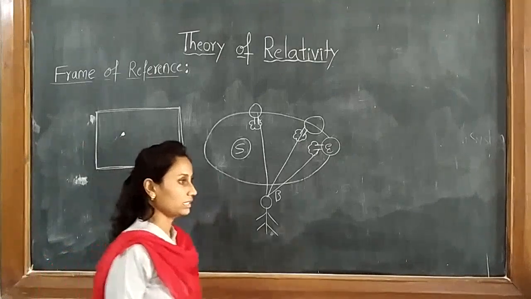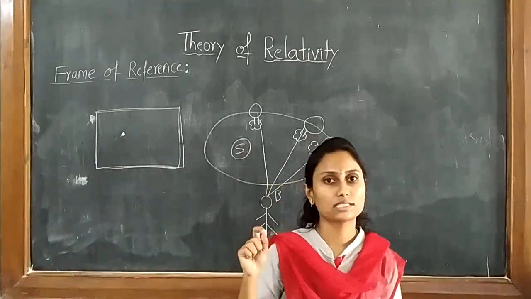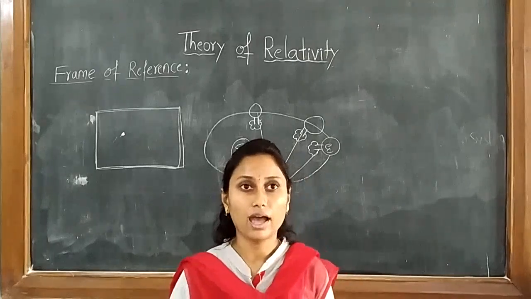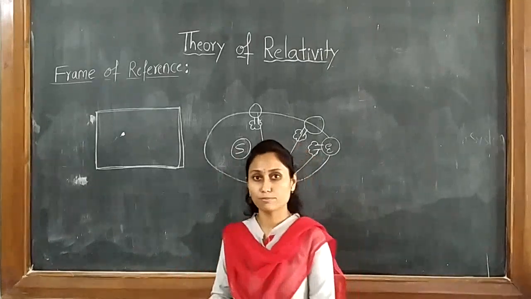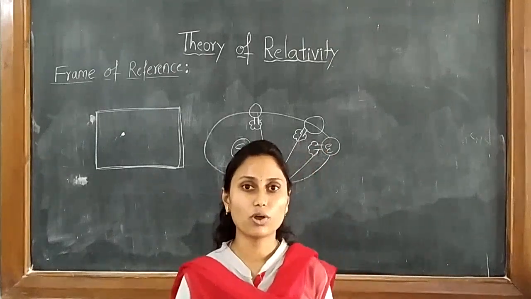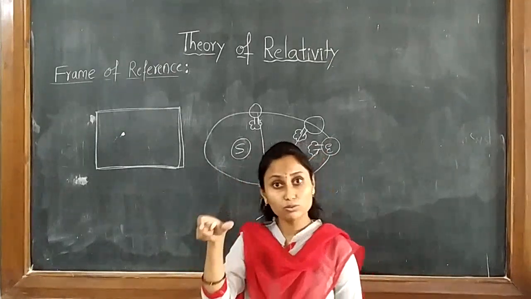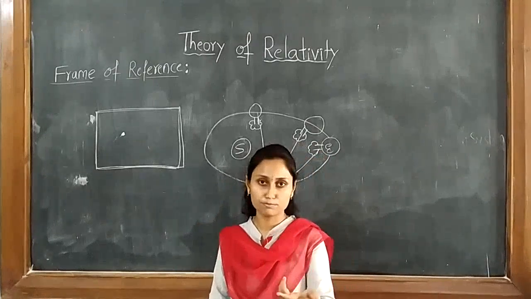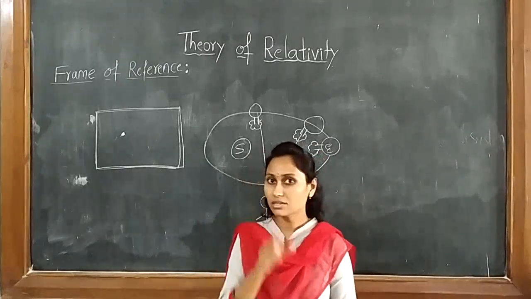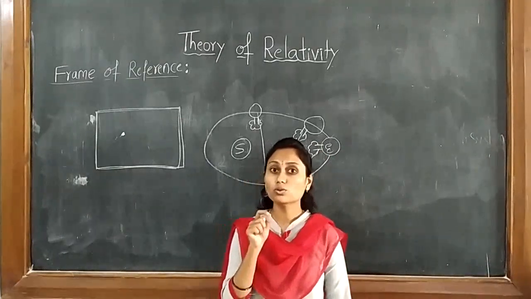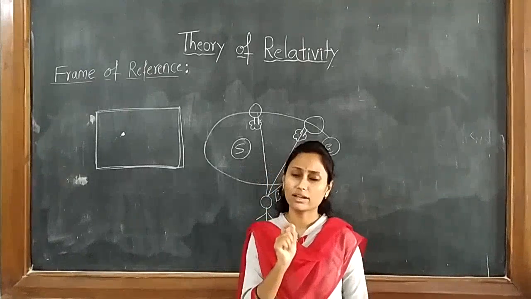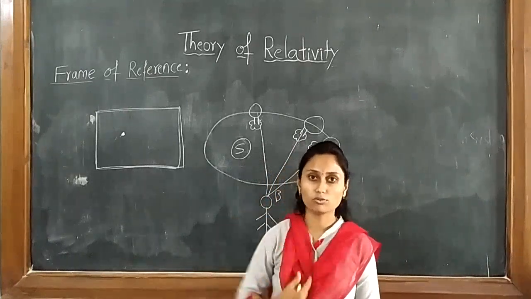You already studied that speed is equal to distance divided by time, so by using that ratio we find the speed. Velocity is equal to displacement divided by time. Acceleration is equal to change in velocity divided by time. By using these we calculate speed, velocity and acceleration. In the same way, I want to define the position of an object.